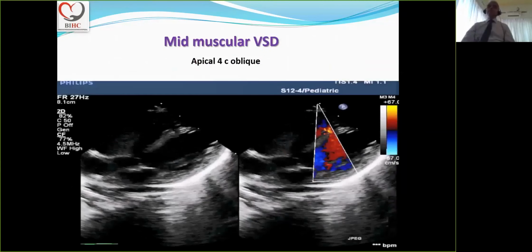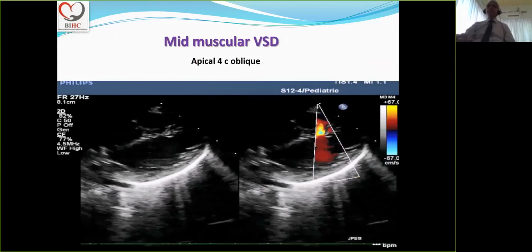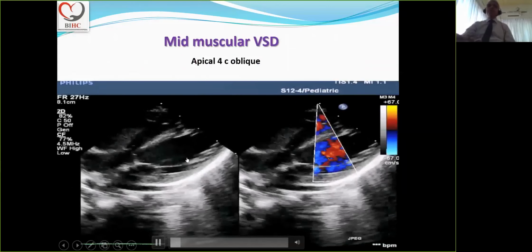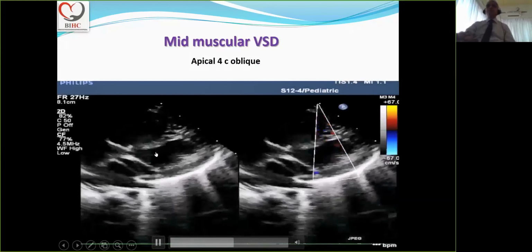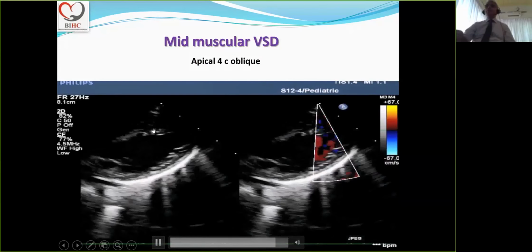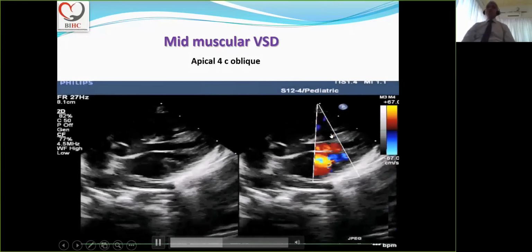This is a mid-muscular VSD. We refer to muscular VSDs also, remember. So this is the tricuspid valve. This is the mitral valve. So somewhere in the middle of the septum, you can see this abnormal color flow. So that is a mid-muscular VSD.